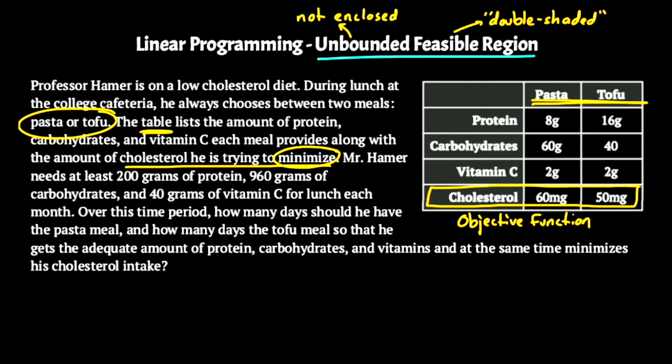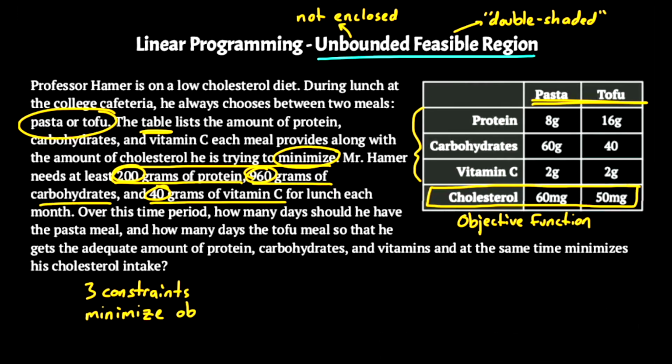And then back to the problem, it says Mr. Hamer needs at least 200 grams of protein, 960 grams of carbs, and 40 grams of vitamin C. And this is over the whole month. So if you're looking at those numbers and you're just like, whoa, that's way too much, it's for the whole month. And we're talking about getting lunches at the college cafeteria, so you can imagine he's probably working Monday through Friday for four weeks a month. So we're looking at buying roughly about 20 meals for the month, and we want to minimize our cholesterol, but we want to make sure that we meet all of these requirements. And that's the other big difference about this problem: we have 3 requirements or 3 constraints that we have to meet instead of the usual 2.